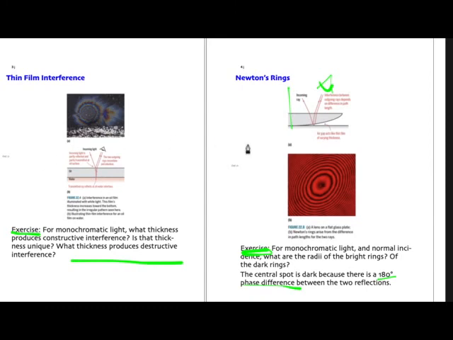All right, so those are two of the examples from that first section in chapter 22. And you need the equations for bright regions and dark regions. You'll find formulas for that in the book for both cases.